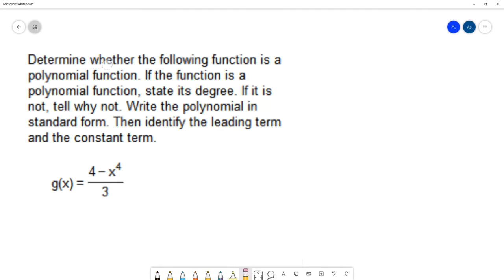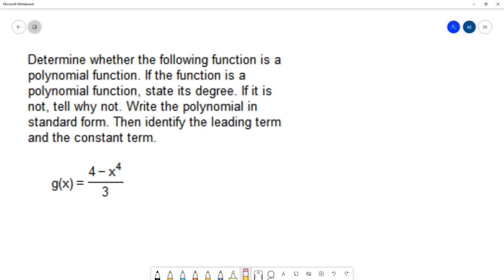On this one, we want to determine whether the following function is a polynomial function. If the function is a polynomial, state the degree. If not, tell why. Then we want to write the polynomial in standard form, identifying the leading term and the constant term. The function we're working with is g of x equals 4 minus x to the 4th over 3.